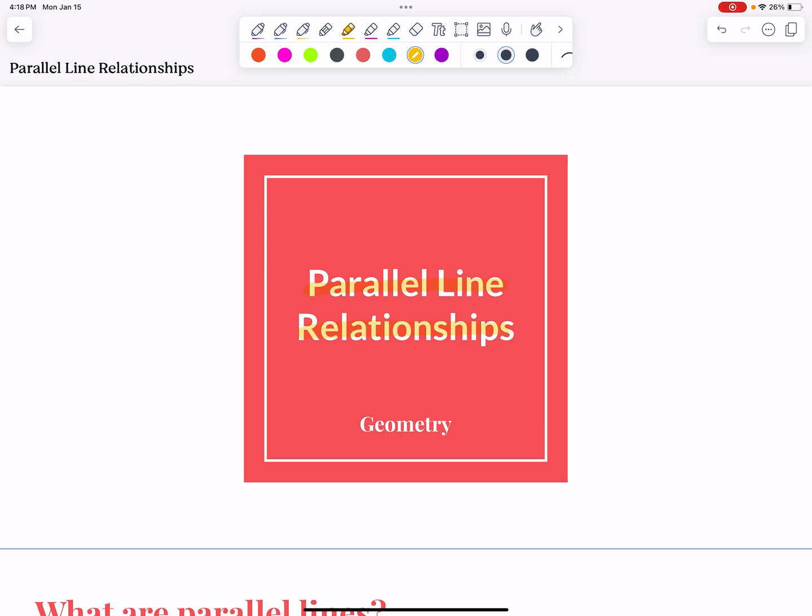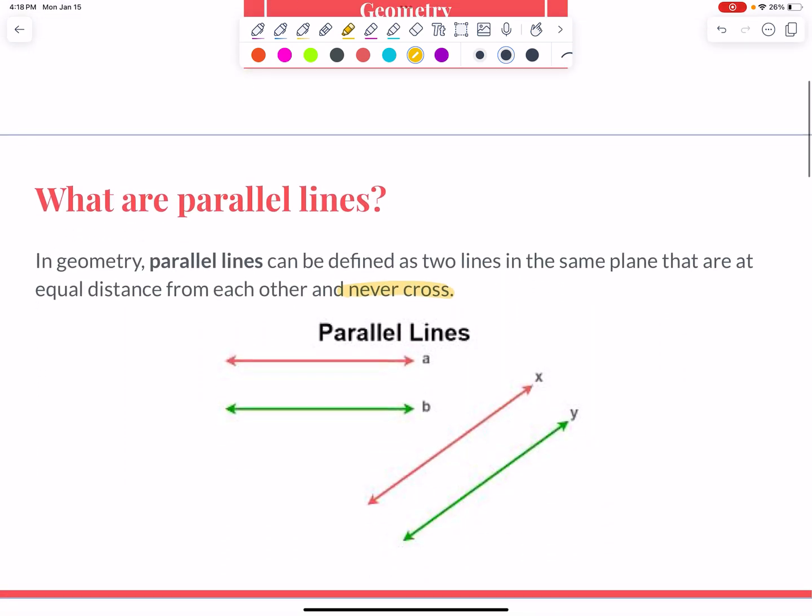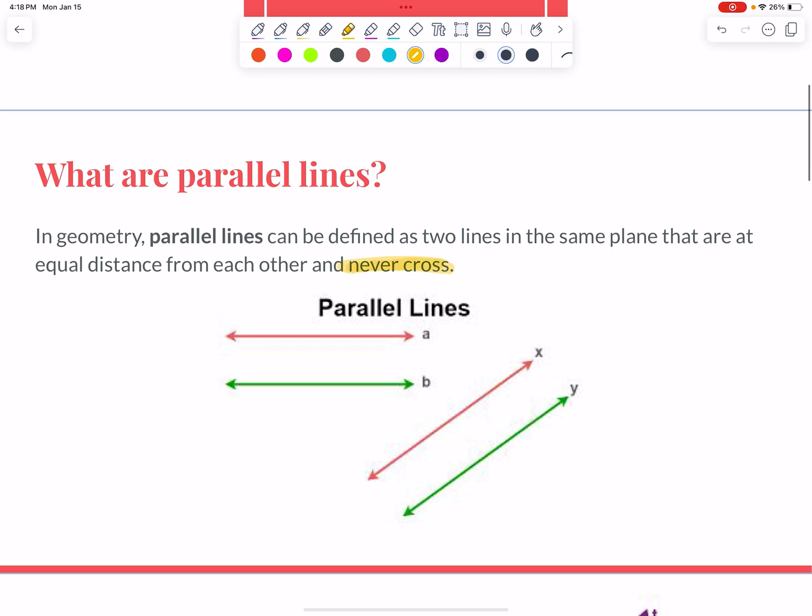So just a quick refresher on what parallel lines are. Remember that parallel lines never cross. In geometry, parallel lines can be defined as two or more lines in the same plane that are at equal distance from each other and never cross. Another way to say that is that they face the same direction.